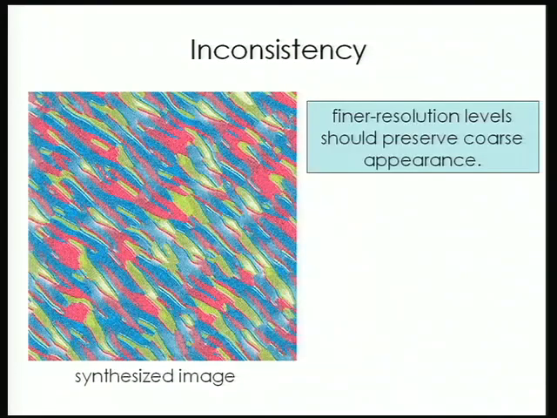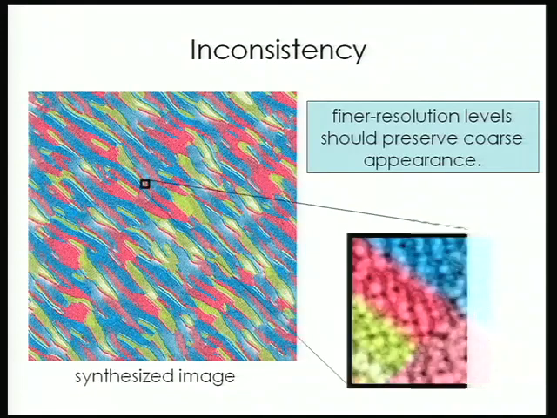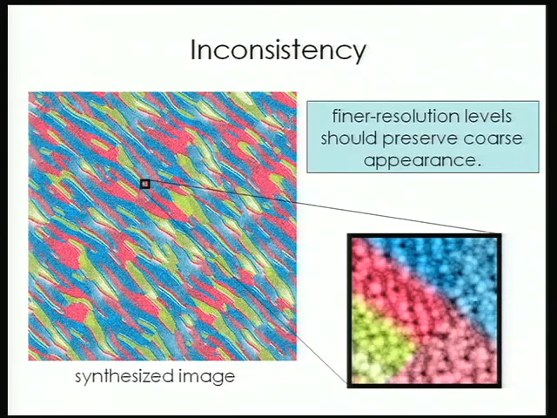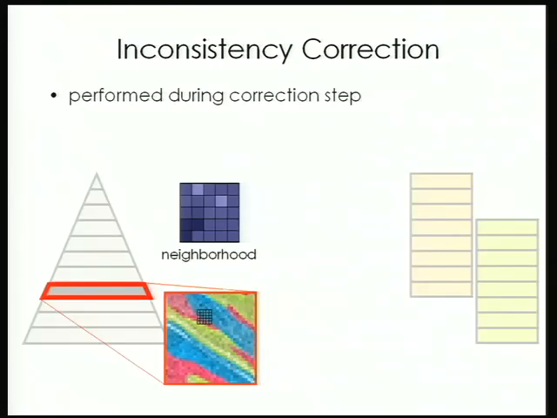So we want something more like this, where we have at coarse resolutions the coarse appearance that we prescribed in the graph, and also preserving the finer features that are in the finer exemplar. This brings up an important precondition that we place in our synthesis, which is that the coarser levels of the synthesis should act as a prior for the finer levels. So to enforce this, we introduce a procedure called inconsistency correction. So you'll recall that during the correction step, we took neighborhoods from our synthesis pyramid.